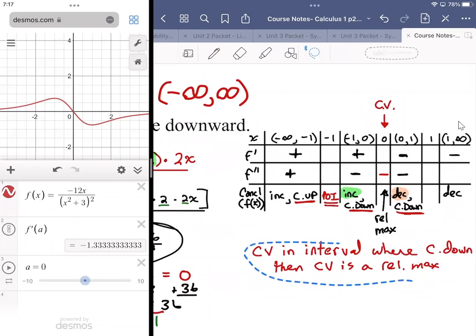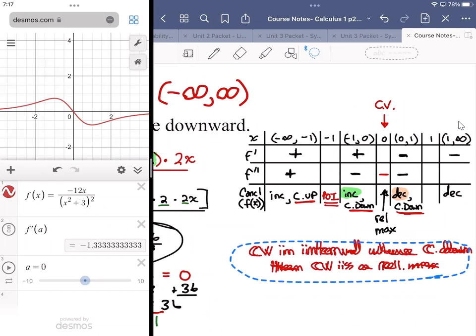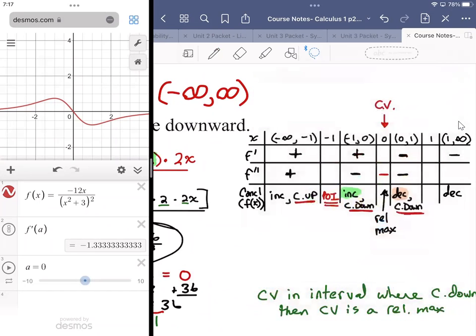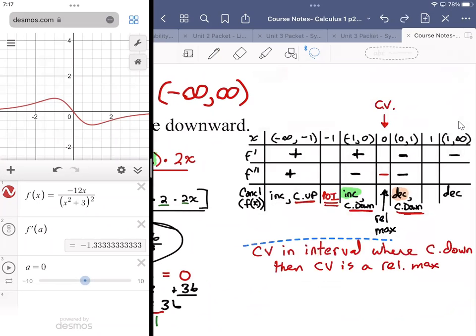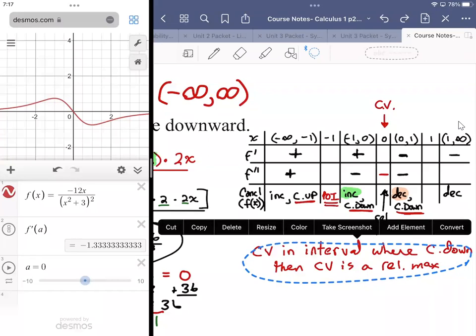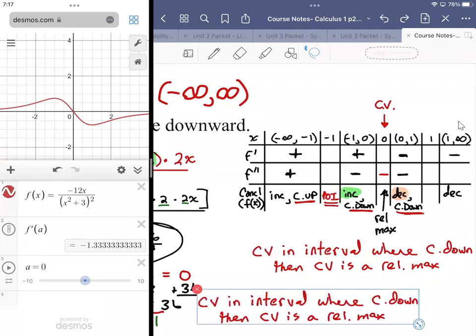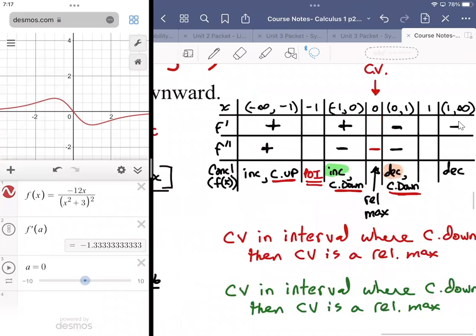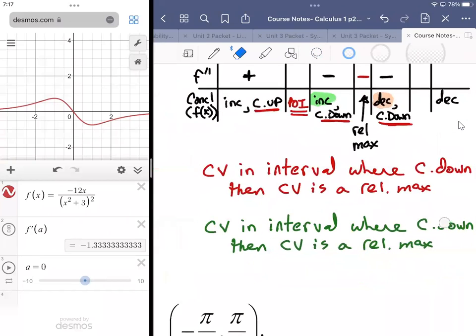Along the same lines, if you have a critical value in an interval that's concave up, oh, that was weird. I don't even know what just happened. That was so strange. It did like a duplication, and then I just kind of lost it. This is what I want. All right, so critical value in an interval where it's concave up would be a relative minimum.